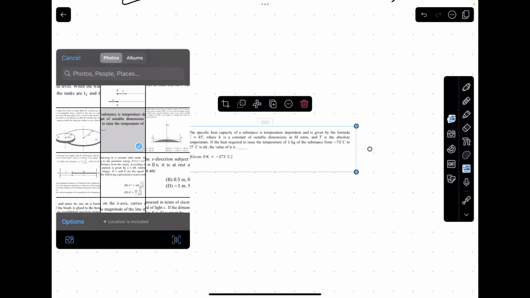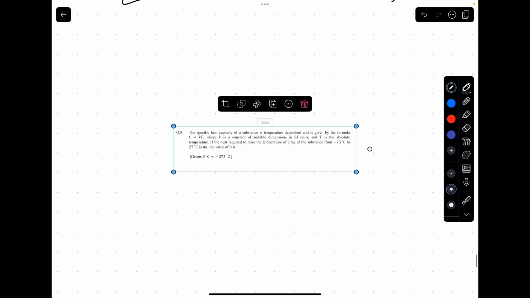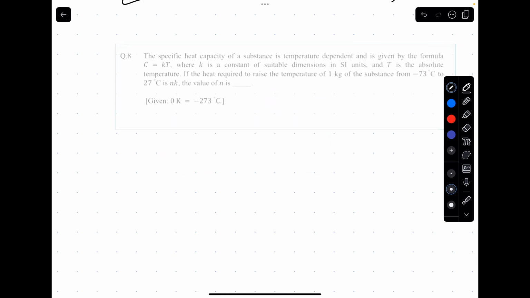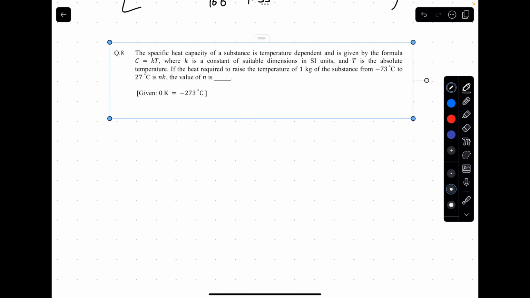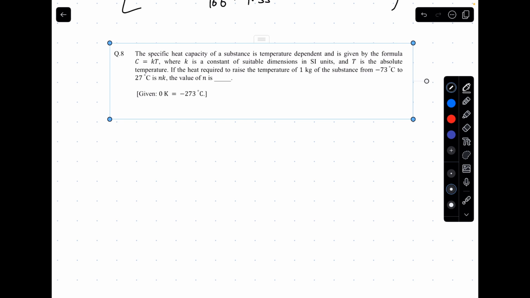Here I am having my next question. Question number 8. Now what they are saying in this question is that the specific heat capacity of the substance is temperature dependent and is given by a formula C equals KT. K is a constant of suitable dimension in SI unit, and T is the absolute temperature. If the heat required to raise the temperature of 1 kg of substance from minus 73 degrees Celsius to 27 degrees Celsius is Nk, then what is the N value?